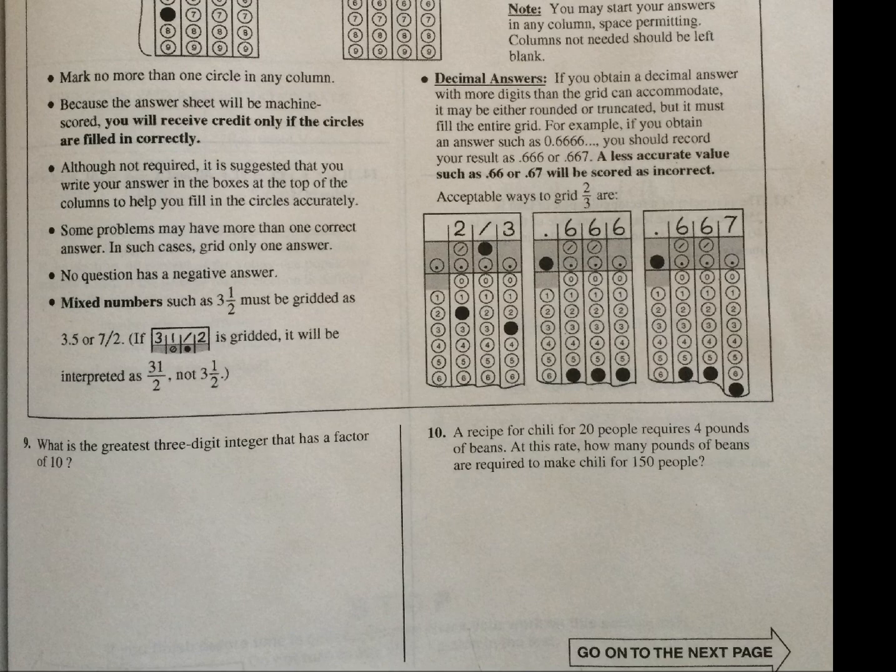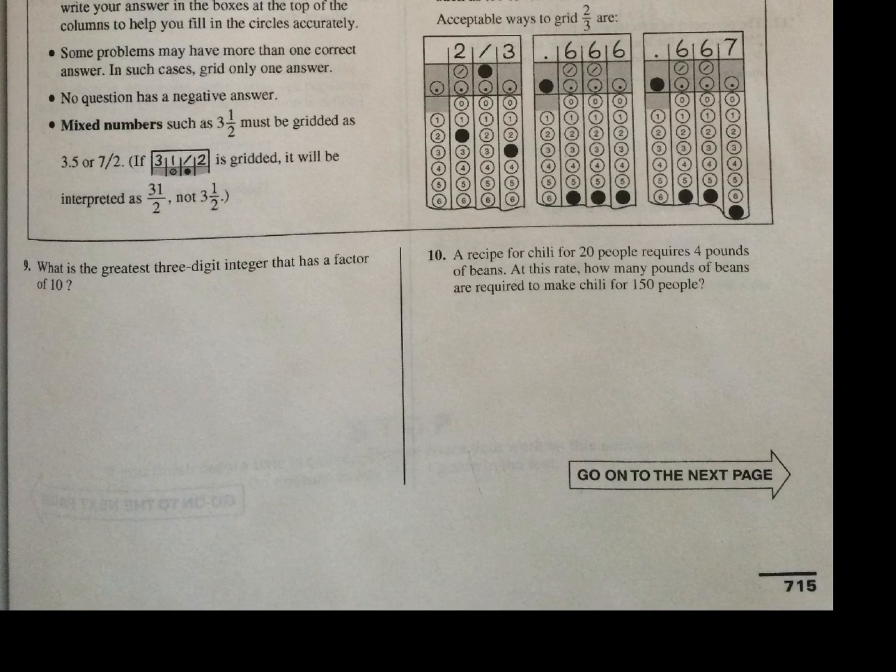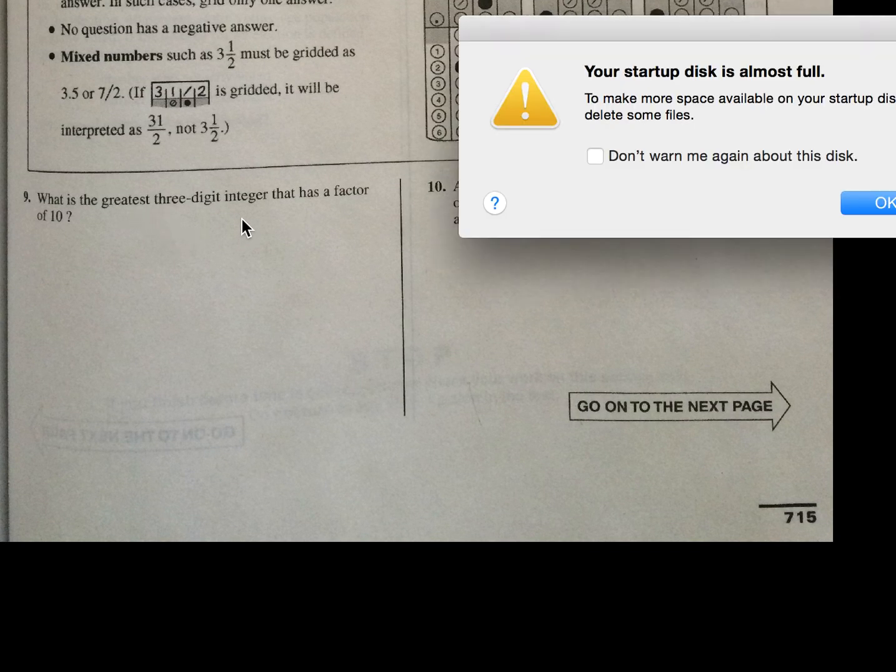What is the greatest 3-digit integer that has a factor of 10? Well, 3-digit integers, so you just have to think this one through. It's going to be 990, because if you went higher, it'd be a 4-digit integer.